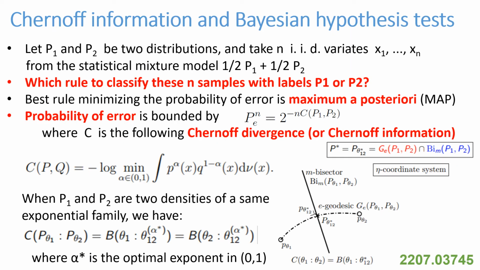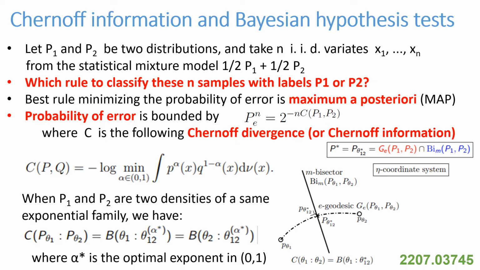Let us see now the powerful framework of information geometry for some problem in statistics. We are given n independently and identically distributed variates, x1 to xn. They emanate from a balanced statistical mixture model, which is 1/2 of P1 plus 1/2 of P2, and we have to design a rule to classify these samples. We inherently make mistakes when the support of distribution P1 overlaps the support of distribution P2. Chernoff shows how to bound this probability of error in Bayesian hypothesis testing for the Bayes rule, which is the maximum a posteriori rule, or the MAP rule.